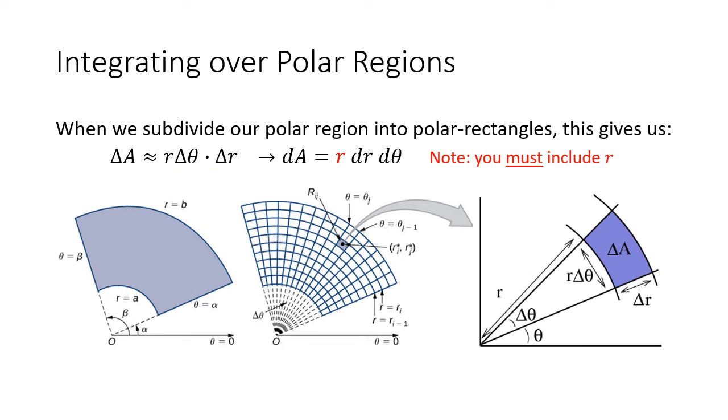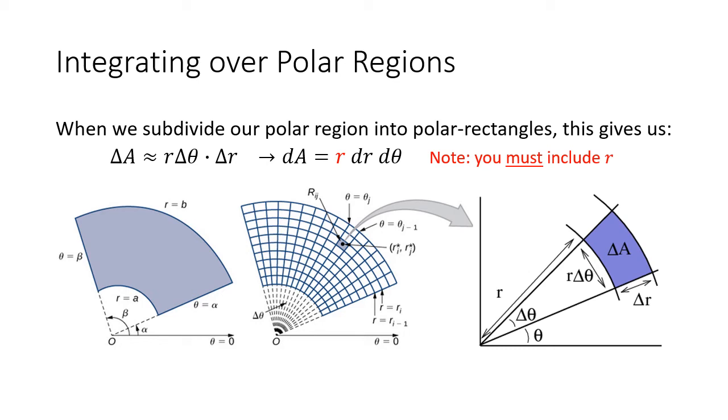Typically, when we substituted for dA, we substituted dx times dy because that's how we find the area of a typical rectangle. When we're doing this in polar coordinates, you have to include that extra r. The area of that polar rectangle is found slightly differently, so you have to be really careful. Anytime we switch to polar coordinates, make sure you include that r every time you substitute for dA.